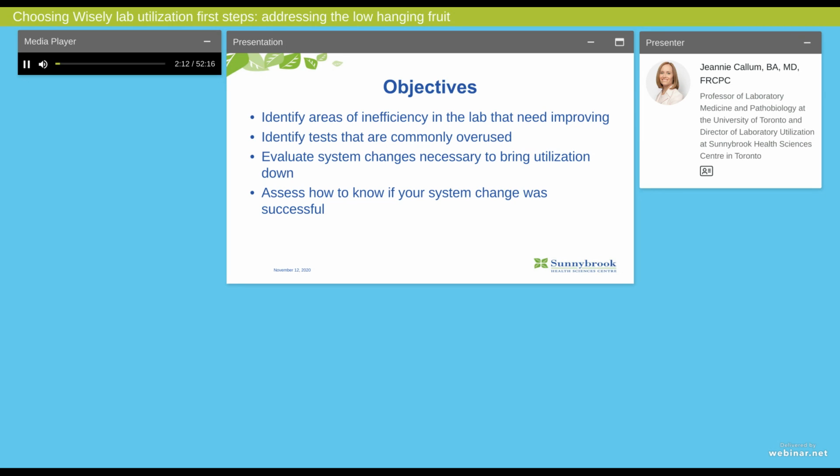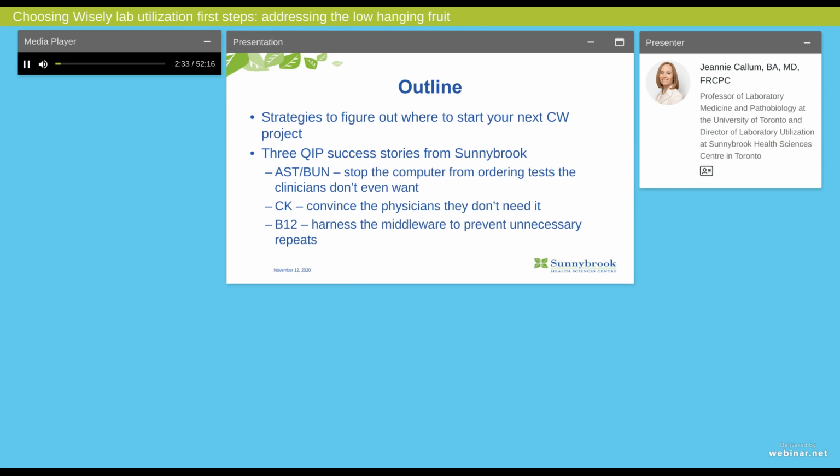So I have 4 objectives for you today. First is to help you identify areas of inefficiency in the lab that need improving, to identify tests that are commonly overused that you might want to go after, and evaluate system changes necessary to bring that utilization down. And then lastly, how to assess how your system changes, were they successful or not, or were there any unintended consequences of those?